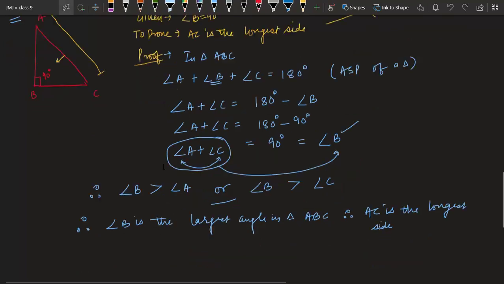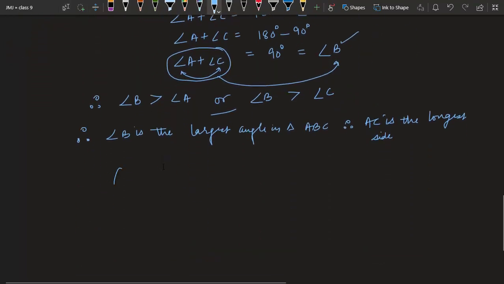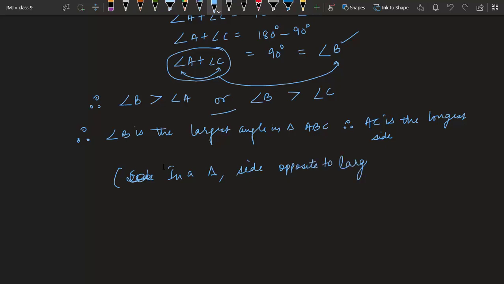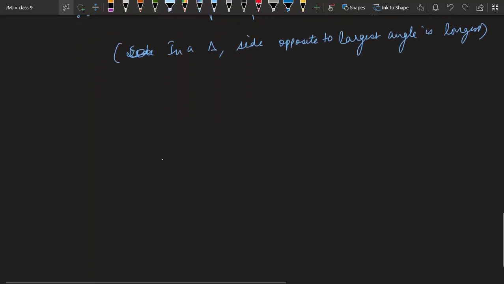The theorem is: in a triangle, the side opposite to the largest angle is longest. That's it. Now let's take the next question.